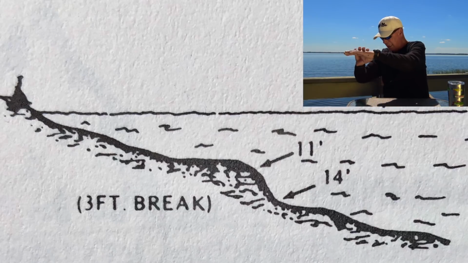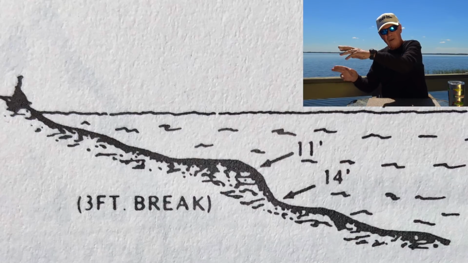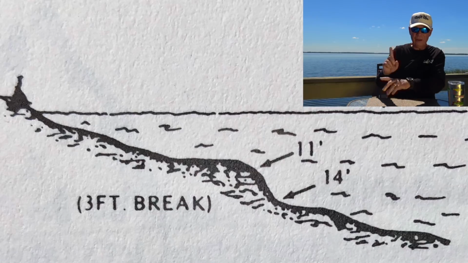Remember I said a break line can be a sudden increase in depth, but it also can be a sudden decrease in depth. So those are two spots that we want to fish. So we actually have two break lines there, not one. We have two. I wanted to use a couple of examples of that base break line.